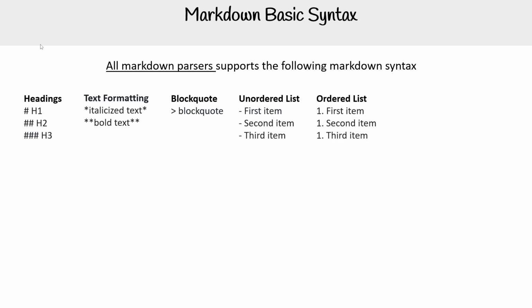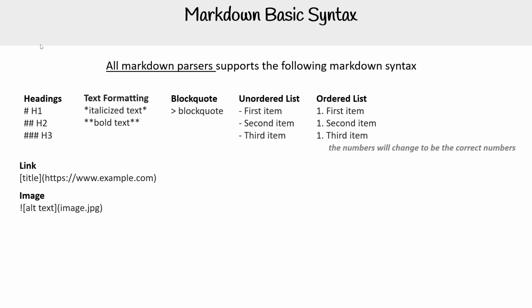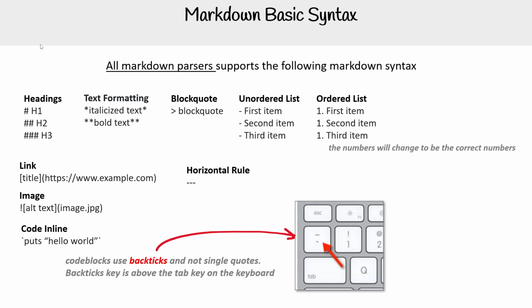For ordered lists, you can keep all the numbers the same, so 1, 1, 1, and it will then render out as 1, 2, 3, 4, which is really nice. That is for a link. That is for an image, very similar to a link, but has an exclamation mark in the front of it. You have the horizontal ruler or rule, and then you have inline code. I need to really point out that that is using a backtick. So when you're doing code blocks, they always use backticks for Markdown, okay? So that is the basic syntax, and there you go.